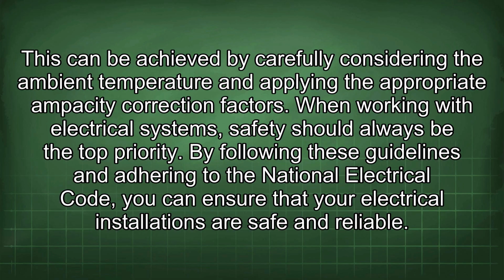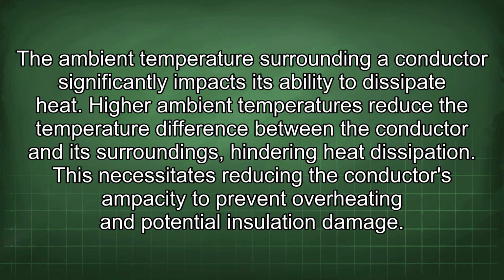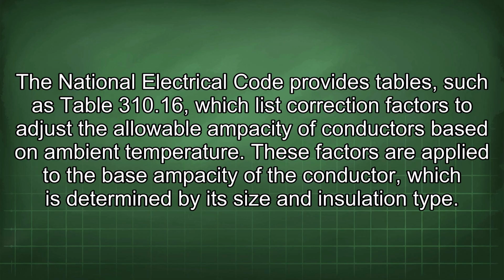The ambient temperature surrounding a conductor significantly impacts its ability to dissipate heat. Higher ambient temperatures reduce the temperature difference between the conductor and its surroundings, hindering heat dissipation. This necessitates reducing the conductor's ampacity to prevent overheating and potential insulation damage. The National Electrical Code provides tables such as Table 310.16, which lists correction factors to adjust the allowable ampacity of conductors based on ambient temperature.